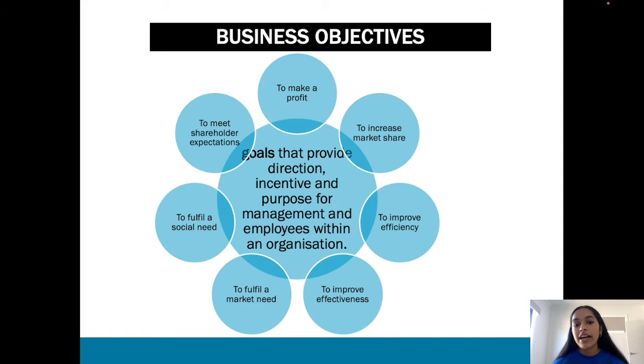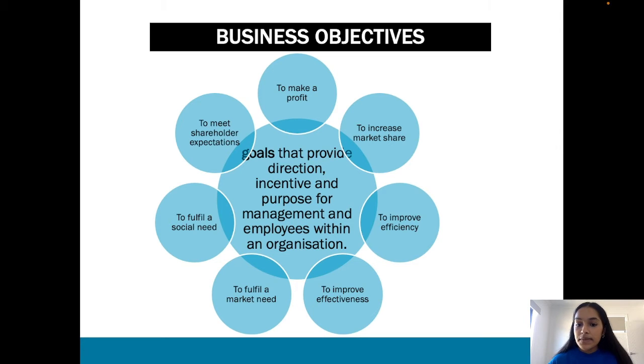The first one is to make a profit. All businesses are going to be striving towards being profitable, making as much profit as they can. Note that profit is given by the equation revenue minus expenses. So it's about either increasing their revenue, making more revenue, or decreasing their expenses and their operating expenses. But ultimately, it's all about being profitable.